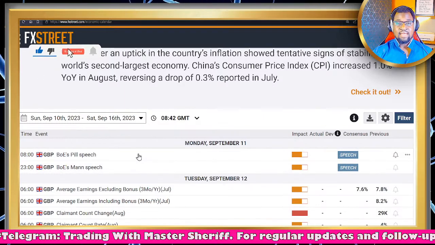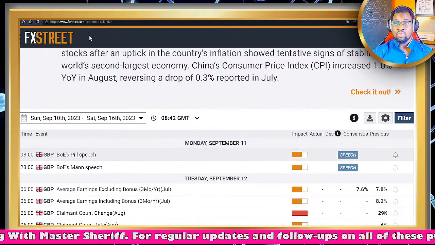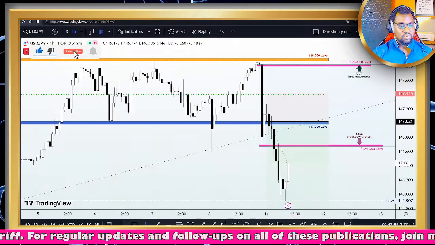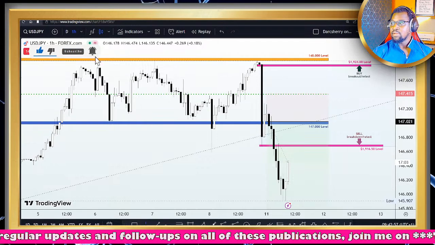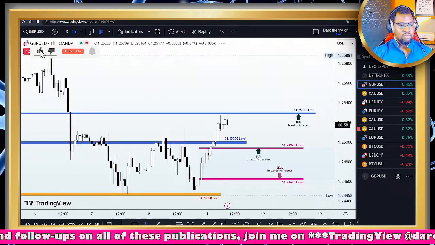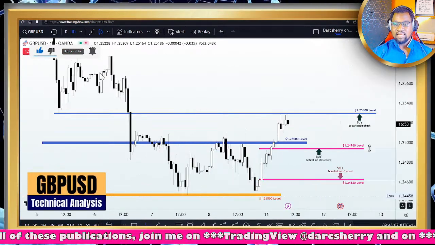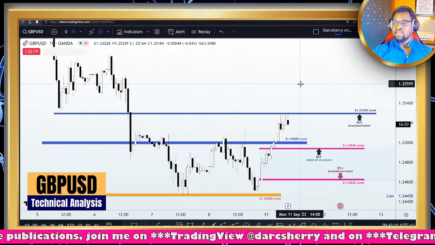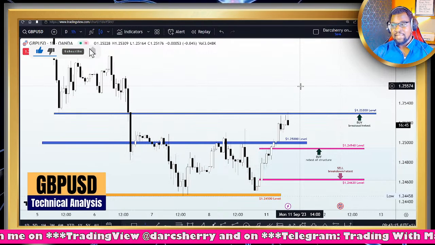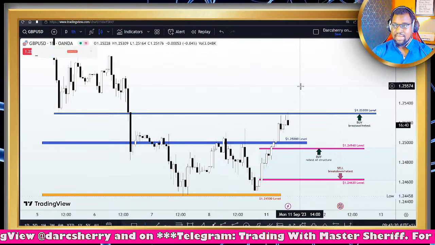So with that being said, let's dive right into the chart and let's look at things from a technical standpoint. As usual, the first asset we are going to be taking on this morning is going to be the GBPUSD. Obviously, that's the cable market, and in fact we have an interesting setup going on in the market right now.